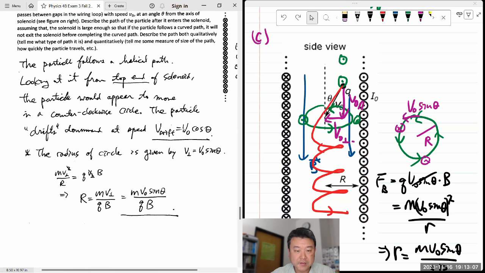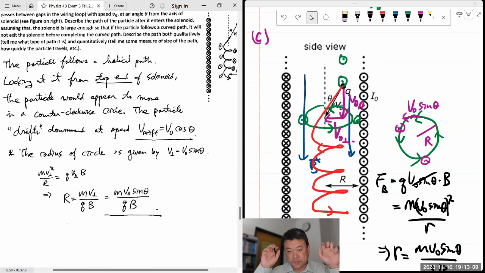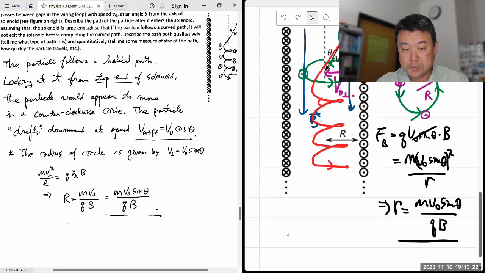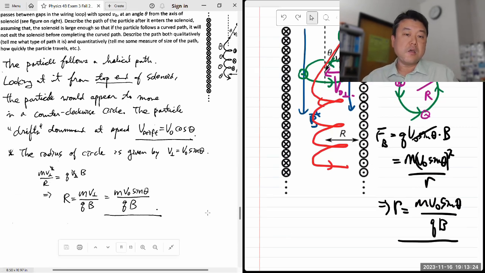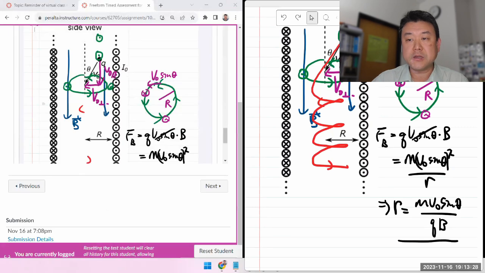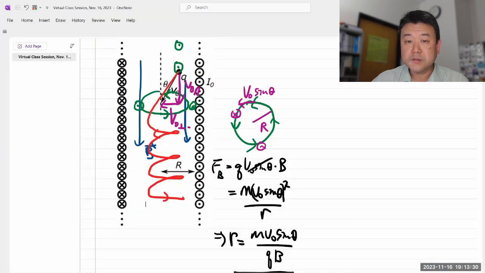Oh yeah, and the rest, there's the drift speed. That's the component of velocity parallel to the magnetic field. The radius of the circle, you use that. Yeah, so I think I got that part right. So that's the one demonstration of the freeform timed assessment.